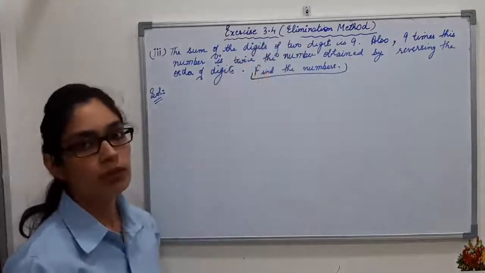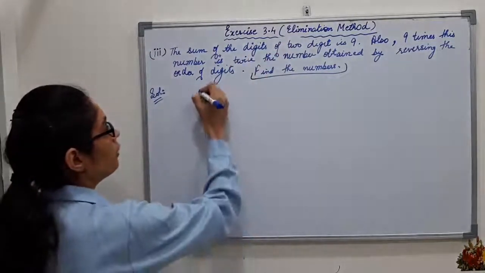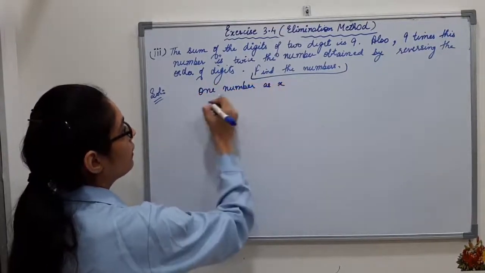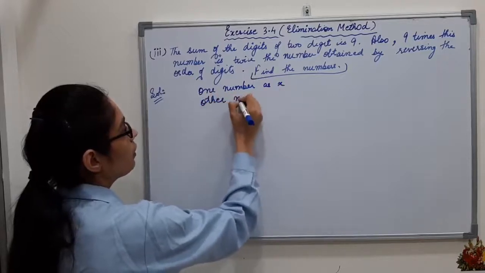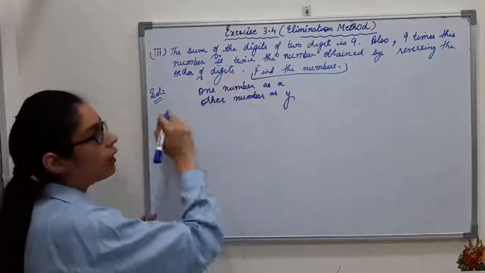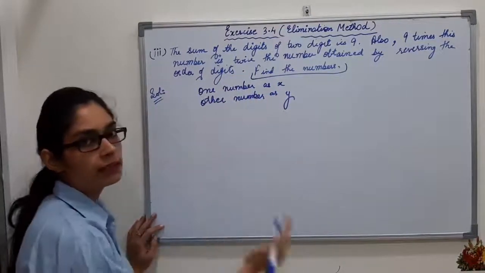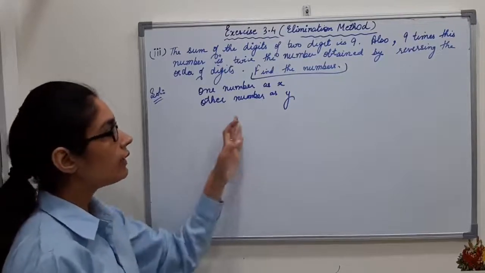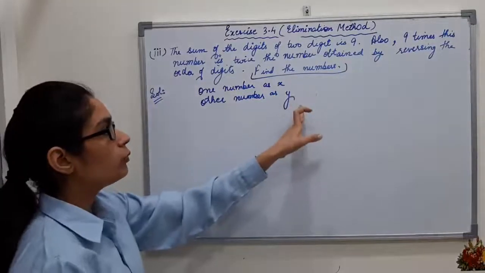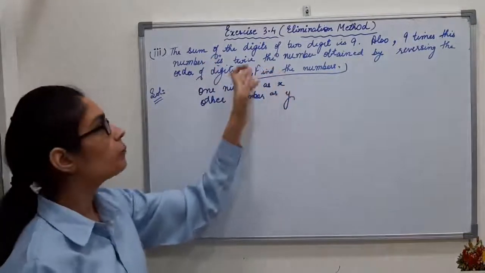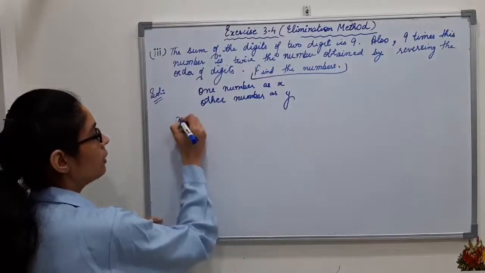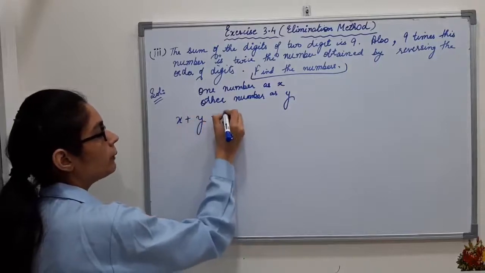A 2-digit number they have told. This means you have to assume one number as x and the other number as y. Once again I am telling you, you have to write it fully: let the one number be x and the other number be y. I am just writing it in short to save some time. We have written xy. Now the first line is very much clear. The sum of the digits of a 2-digit number is 9. This means if I am adding these numbers, sum means addition, so I am getting 9.